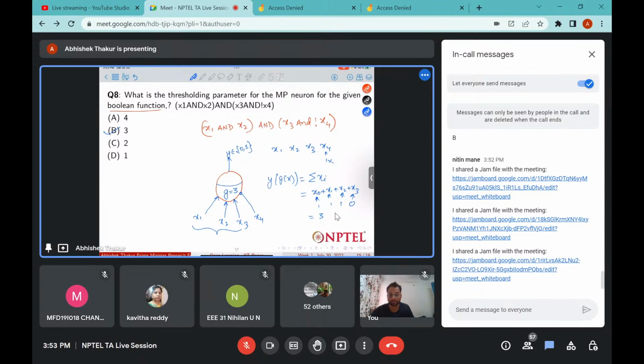So question 8 we have solved. In this, our x4 is an inhibitory input. Our output will be 0 if x4 is equal to 1. Okay, so this is an inhibitory input.